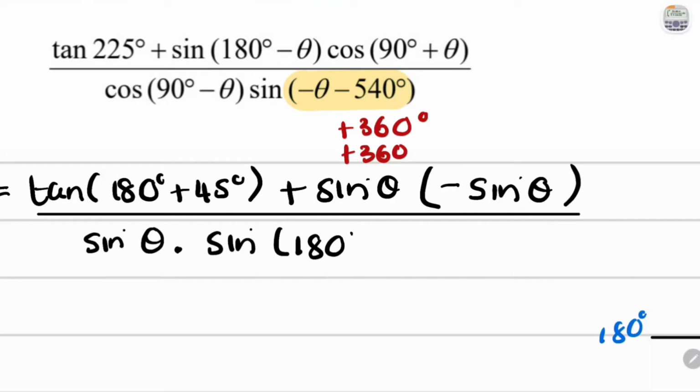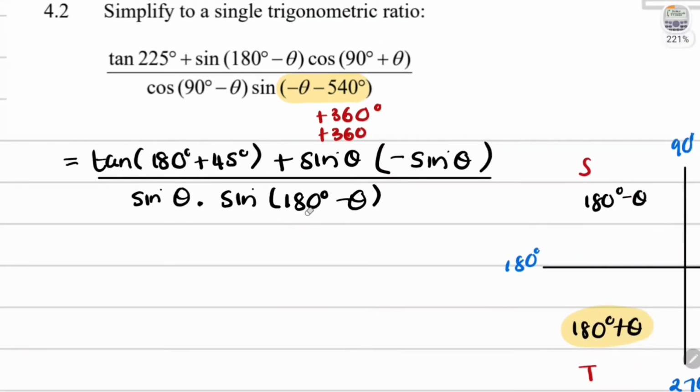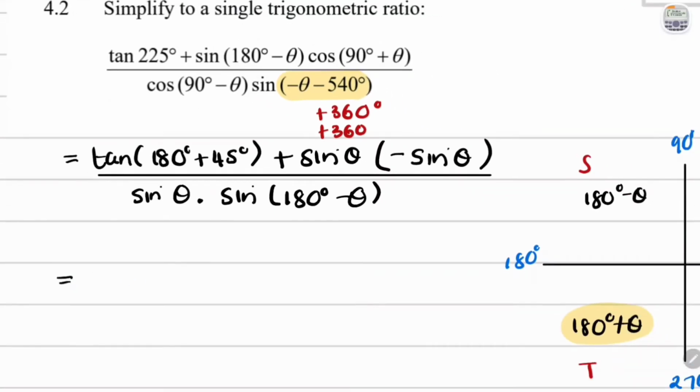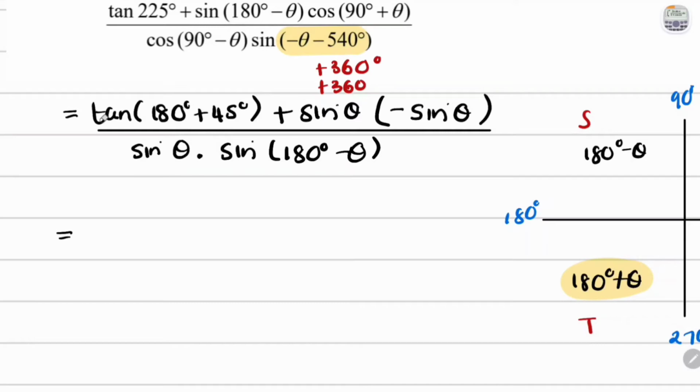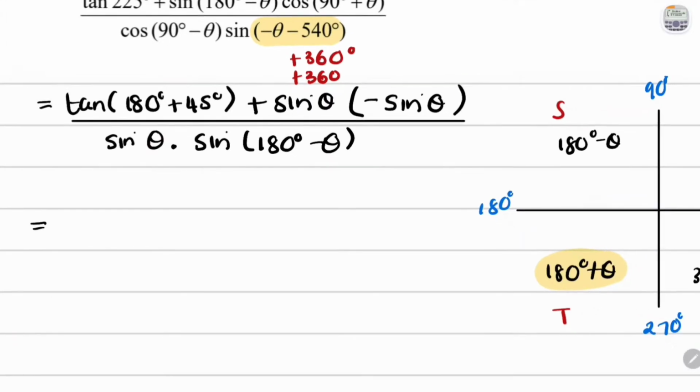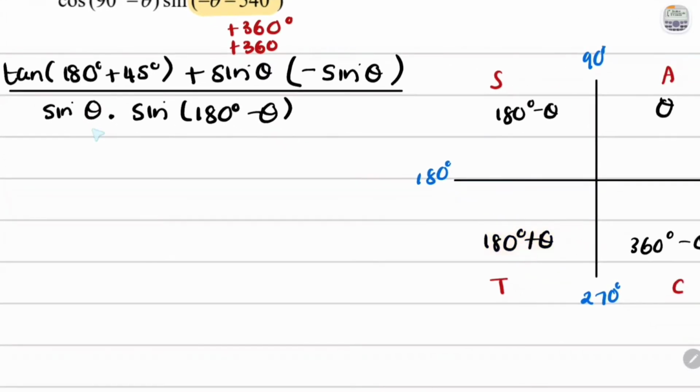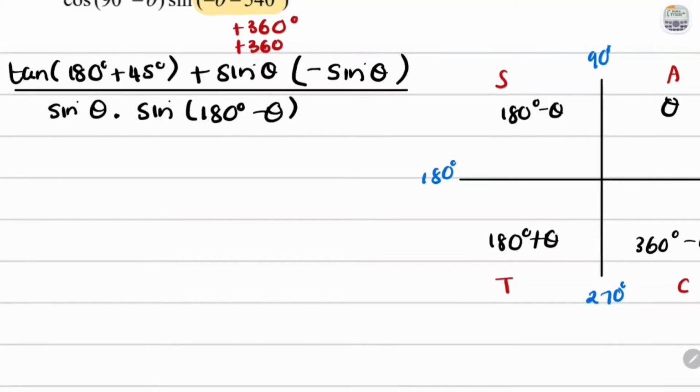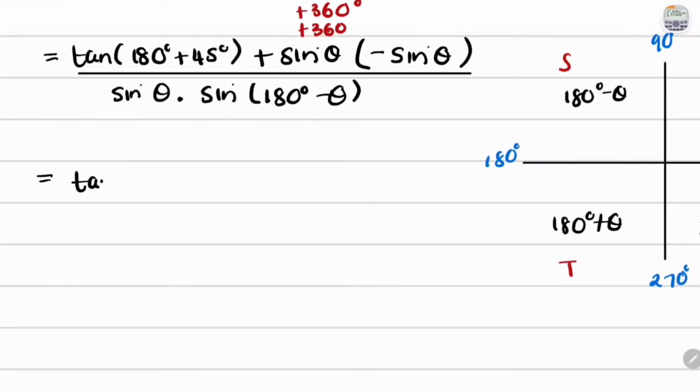So put the 180 degrees that you got from adding the 360s, and then you still have a negative theta, which is minus theta. So you see, it just creates a reduction again for sine. Okay, let's reduce. So here, tan 180 plus 45, it is in tan's quadrant, okay, 180 plus theta. So it becomes positive tan of your reference angle, 45.